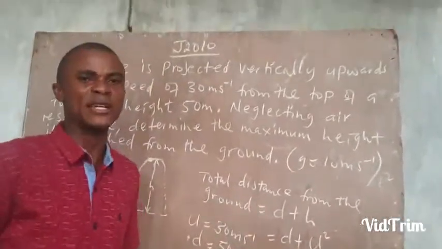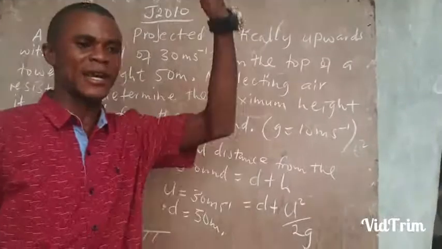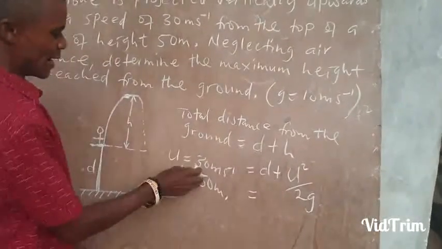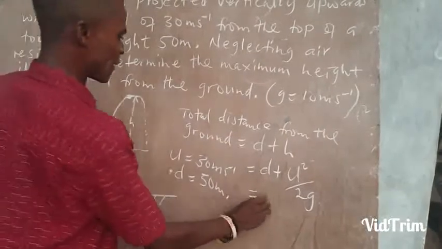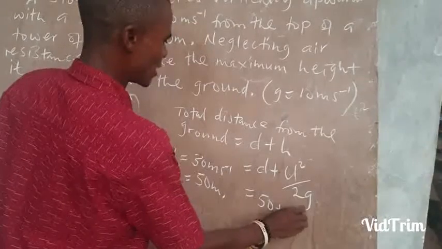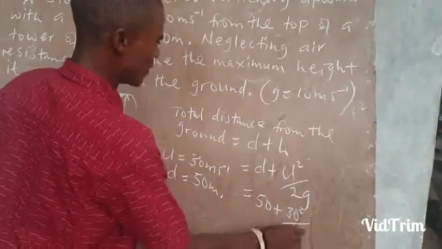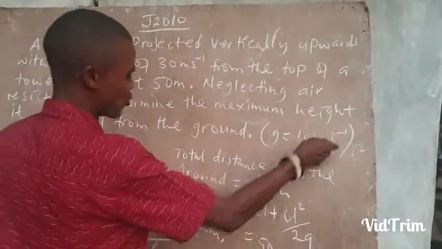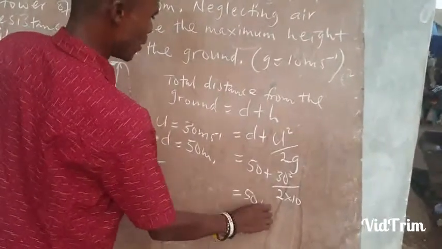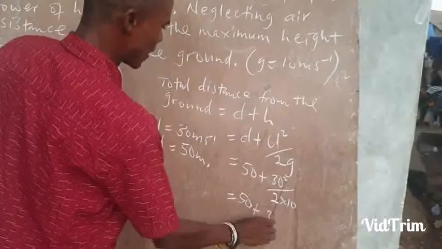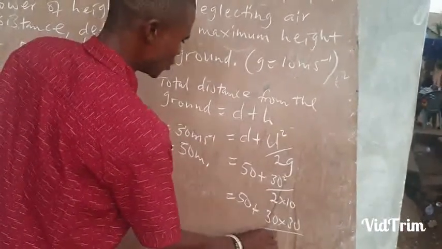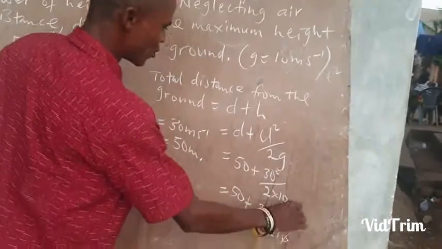That was the formula we stated for an object that is projected vertically upwards. So if you substitute the values, D is 50 meters plus u, which is 30, squared, divided by 2 times the gravity, which is always 10 meters per second squared. That means 2 times 10. This is giving us 50 plus 30 squared, which is the same as 30 times 30 divided by 2 times 10. Here the 0 cancels.